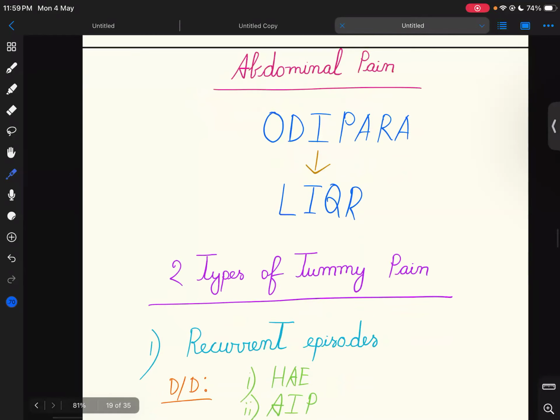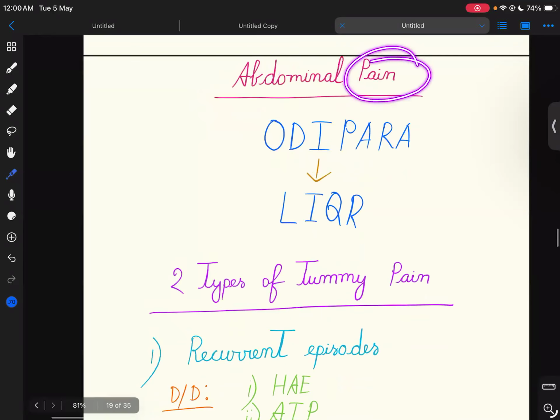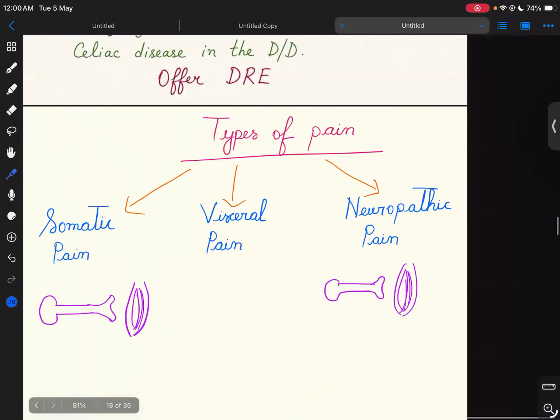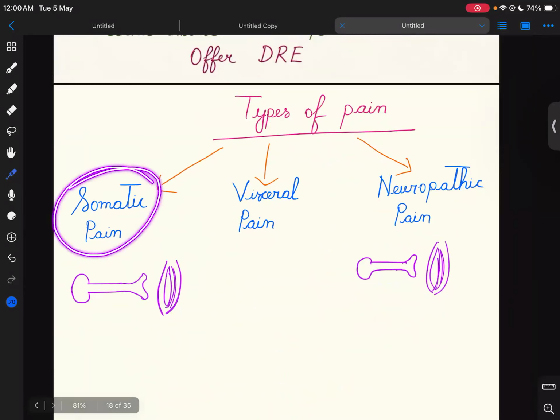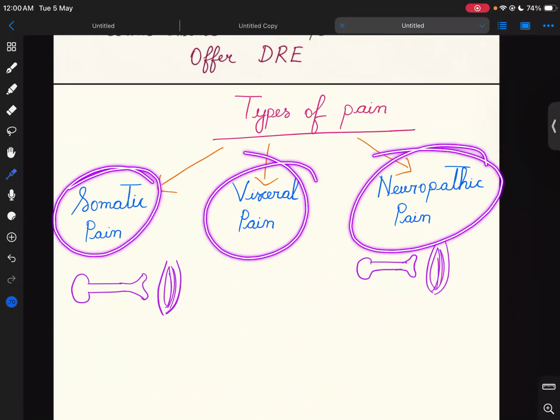Before approaching abdominal pain, I want to discuss in detail some pathophysiology, because once you understand the detailed pathophysiology, it will be easier for you to get to the diagnosis. Regarding all of the pain in our body, there are basically three types of pain we feel. One is somatic pain, another is neuropathic pain, and the last is visceral pain.